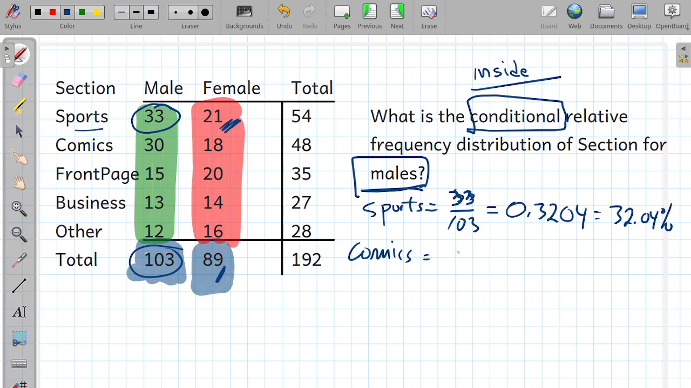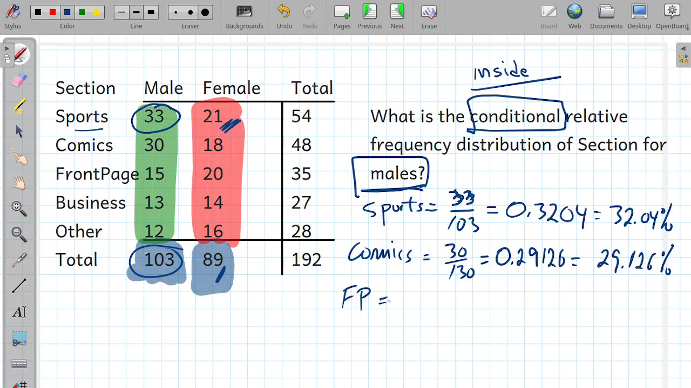So comics is 30 out of 103. So that's got to be really close to the one we just did because the numbers are almost exactly the same. That's how you do sniff tests. My number's right, and they should be, because they're very similar to the ones we already know. So this is 0.29126. So this is 29.126%.